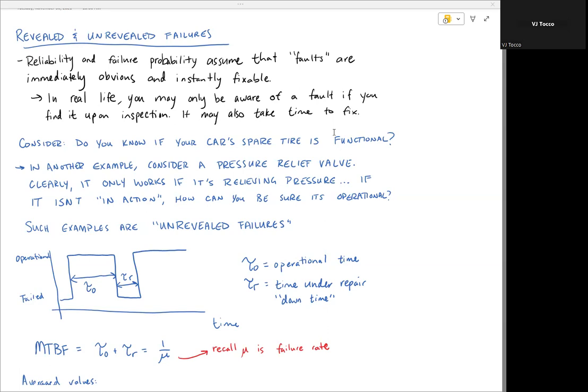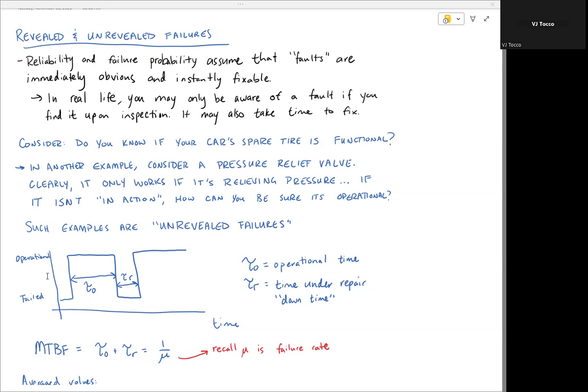Or as another example, consider a pressure relief valve. It'll only work if it is actively relieving pressure. So if it's not in action, how can you be sure that it's actually working? These are both examples of unrevealed failures.